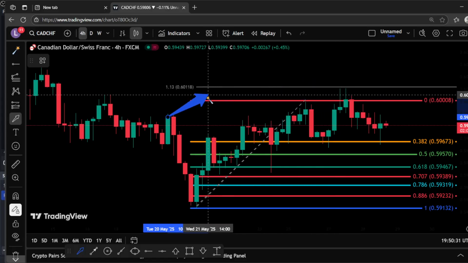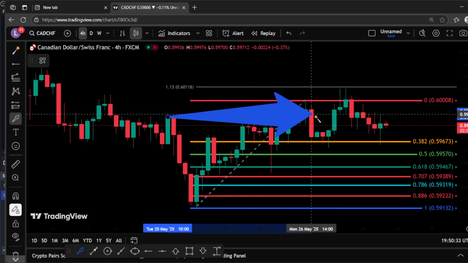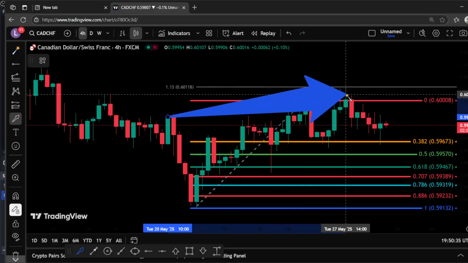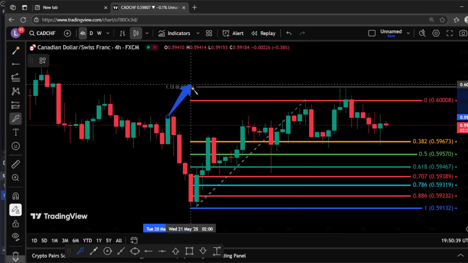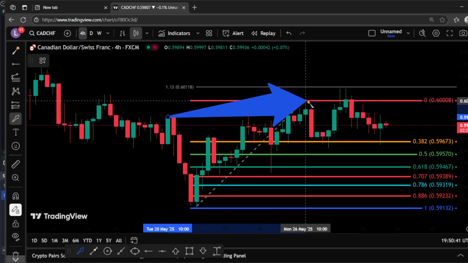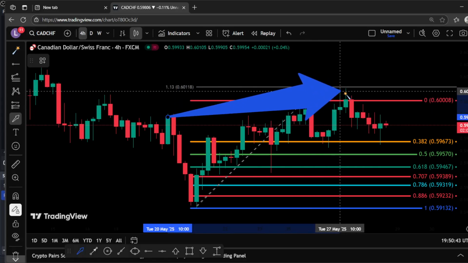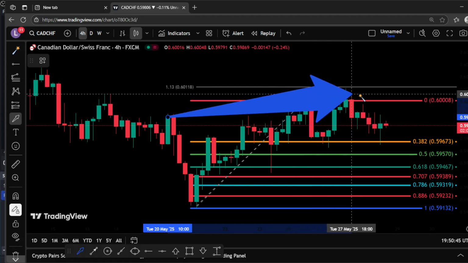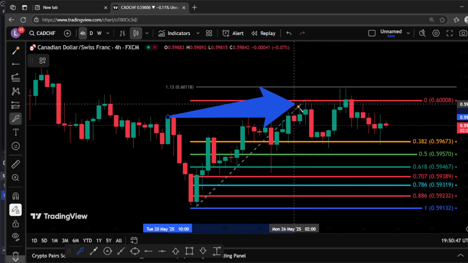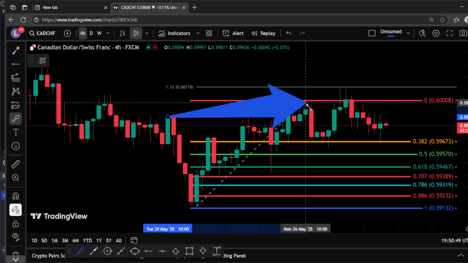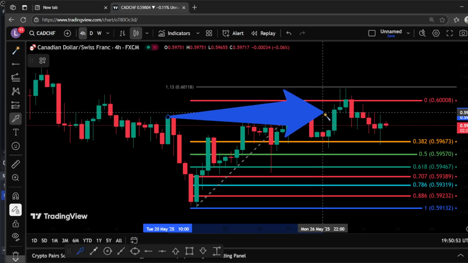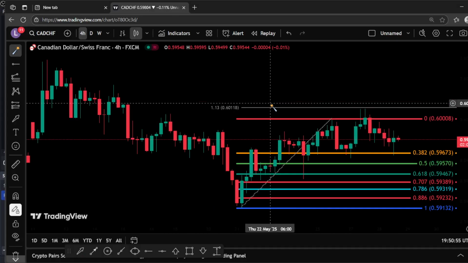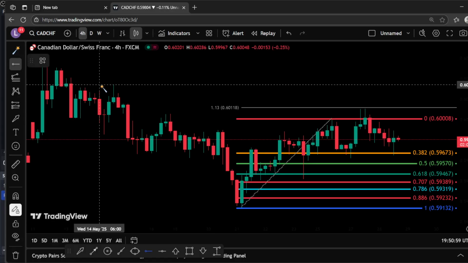So 1.13 is basically a failed breakout of the previous high. Okay, so 1.13 is always a fake breakout of the first breakout of previous high. Yeah, so a fake out basically. Yeah, a stop hunt.